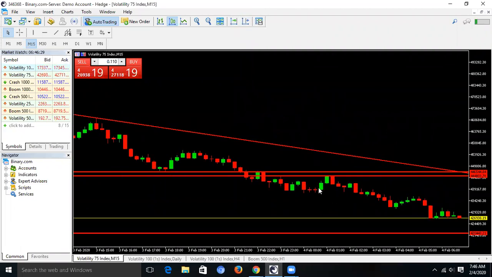Now, the best place to trade after this breakdown is when price comes here to do this retest. This here is the best place to enter, after this candlestick finishes.